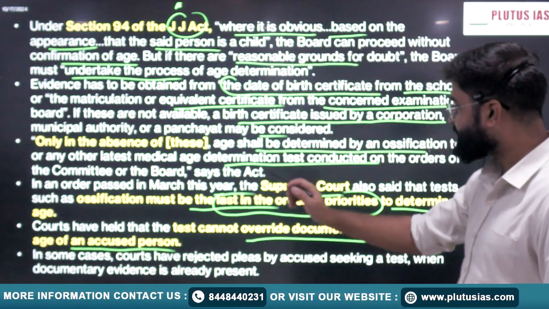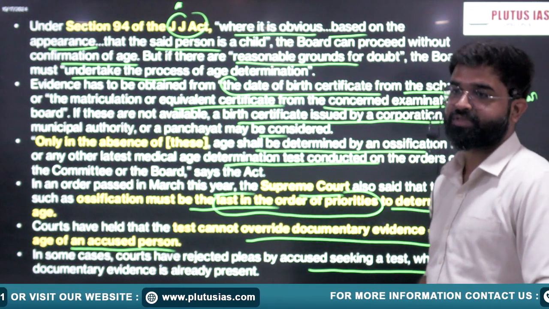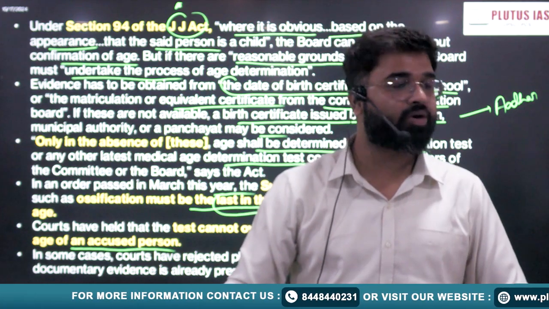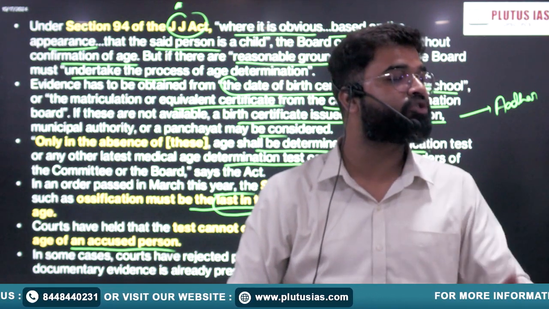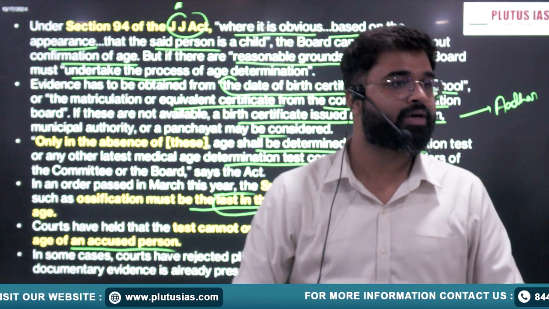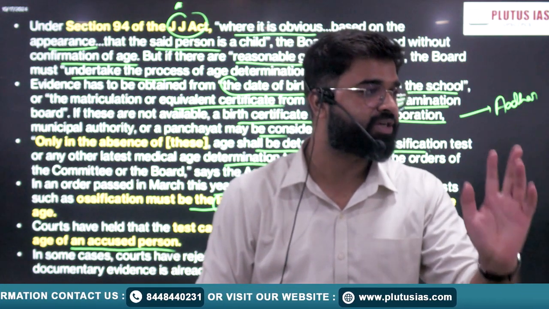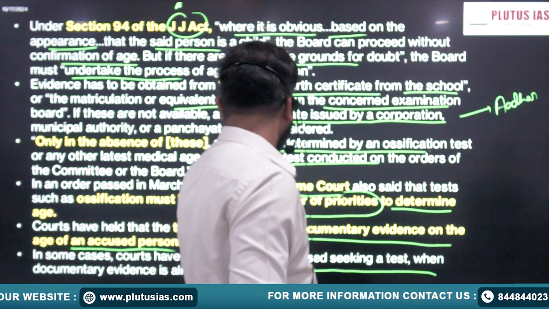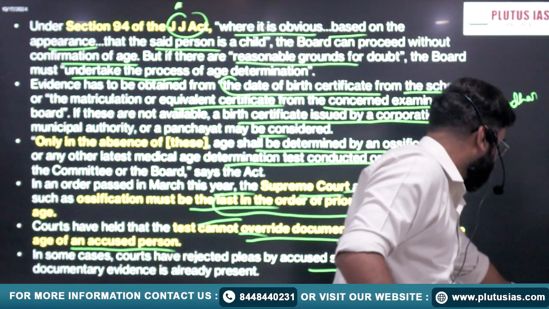The next thing is, in some cases, courts have rejected the pleas by the accused seeking a test when documentary evidence is already present. The point is, the documentary evidence present before the court is not the matriculation certificate or any such birth certificate. It is the Aadhaar card, which is not mentioned as documentary evidence in the Juvenile Justice Act. Otherwise, the court may not have ordered that bone ossification test. Wo usi ko maan leta, kyunki yehi diya hua hai na yahan pe, that ossification test cannot override the documentary evidence. So it should be the last resort, the ossification test.